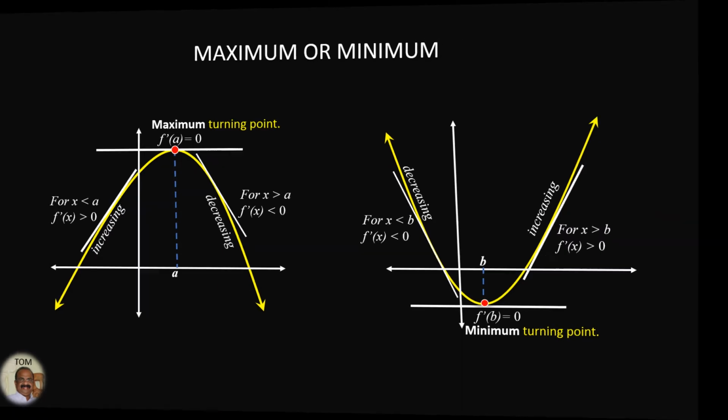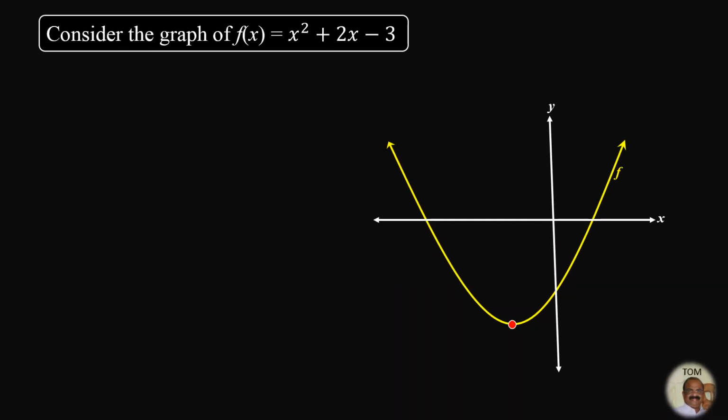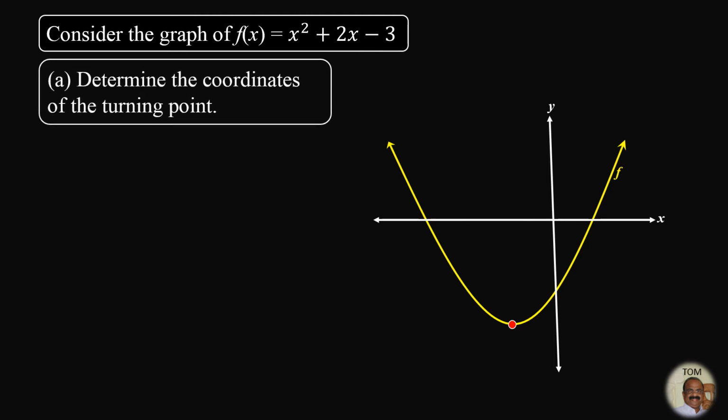Consider the graph of f(x) = x² + 2x − 3, a beautiful parabola. What is our question? Determine the coordinates of the turning point. So we apply calculus again here. We know how to calculate the turning point of a parabola. We learned it in grade 10, grade 11, and in functions.